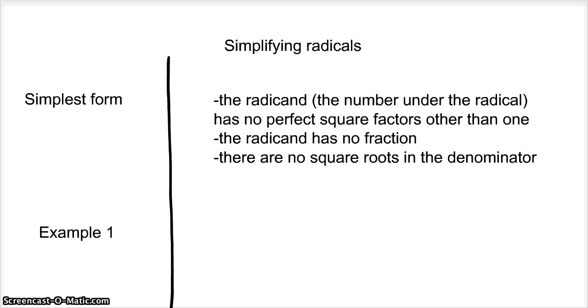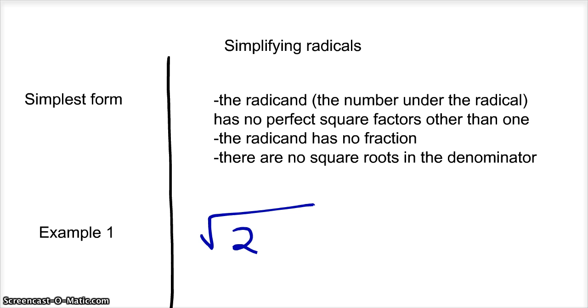So a term you need to know is the radicand. The radicand is the number underneath the radical, and it has no perfect square factors other than 1. The radicand cannot have any fractions, and there cannot be any square roots in the denominator. We're going to do 4 examples, and by the way, this is pretty much what your notes will look like. It's just in your spiral, okay?